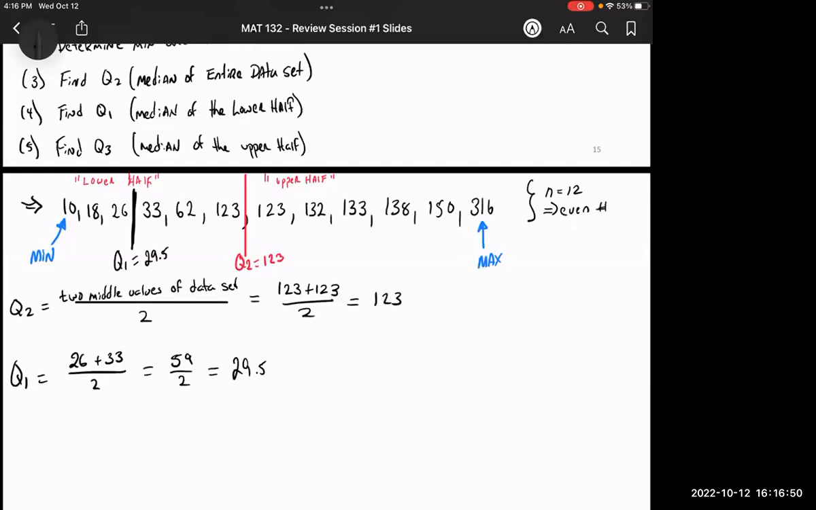And lastly, for Q3, how many data values were in your upper half? It was also 6. It starts with the 123 that comes after the red bar, and it goes all the way up to 316. So what are your two middle values there? 133 and 138 divided by 2. So what's 133 plus 138?